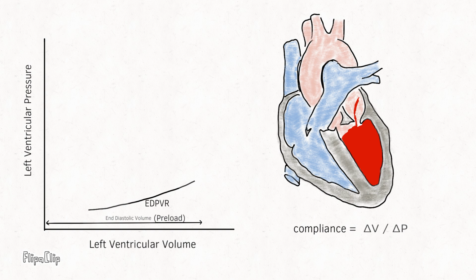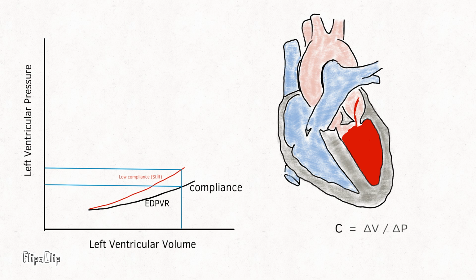A less compliant or stiffer ventricle shows rapid pressure increases even with small increases in volume. On a pressure-volume graph, compliance is not the slope itself, but is inversely related to the slope of the filling curve. A steeper filling curve indicates reduced compliance, whereas a flatter curve indicates greater compliance.